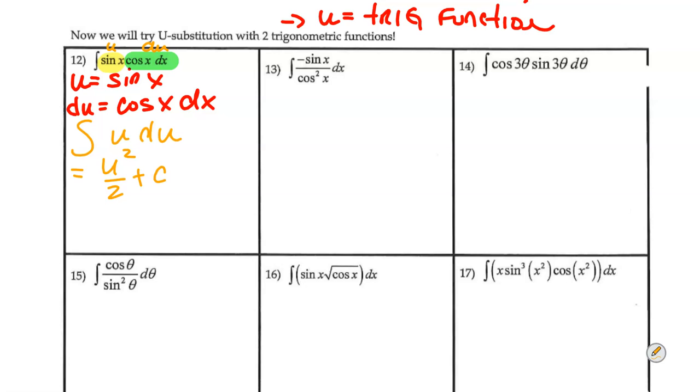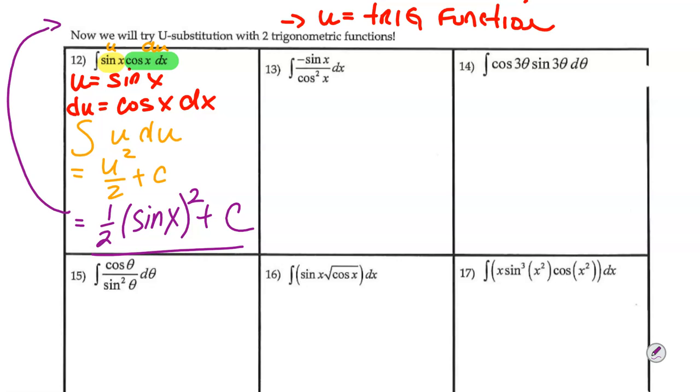So u squared over 2 plus c, and then the last thing you're going to do here is replace your u, and I'm going to go ahead and pull out the 1/2, I can pull it out. So I'm going to replace my u with sine of x. Now I'm going to tell you how I write this answer, and I don't care what you do for it, but you'll see this commonly written as that. Okay? So they're both the same thing.